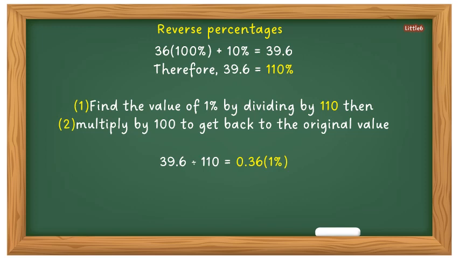You then multiply that by 100 to get back to your original value, because remember, the original value is 36, and it's always 100%. So to get back, you just multiply by 100, and you can see there that 0.36 times 100 gets you back to 36, and you can see that that is a correct calculation.